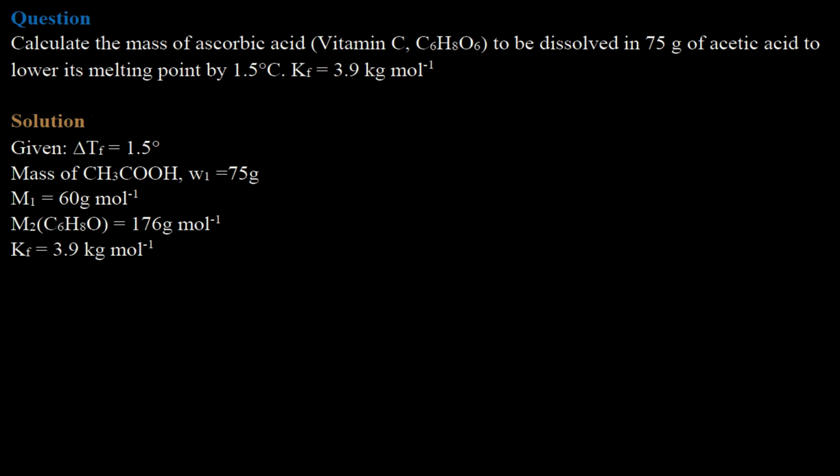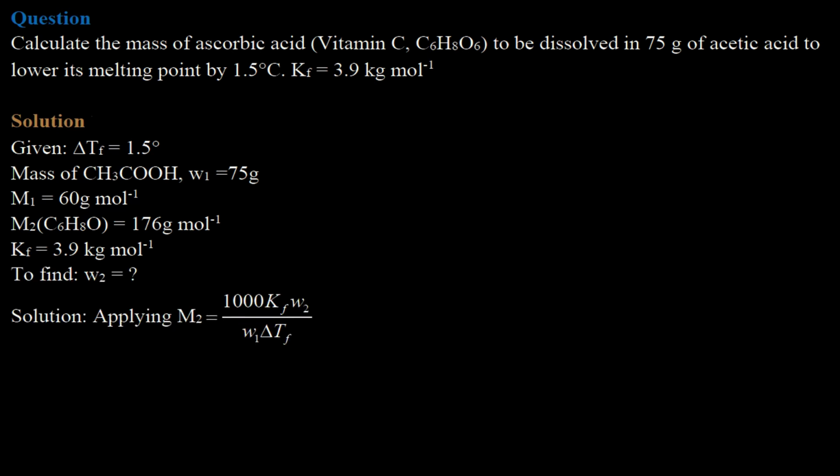So let us first write what is given. Given delta TF, that is already given in the question, you don't have to subtract it, it is 1.5 degrees. Acetic acid is a solvent, so W1 is equal to 75 grams given in the question. Molar mass of acetic acid is 60 grams per mole. Molar mass of ascorbic acid is 176 grams per mole. And Kf given in the question is 3.9 kilogram per mole.